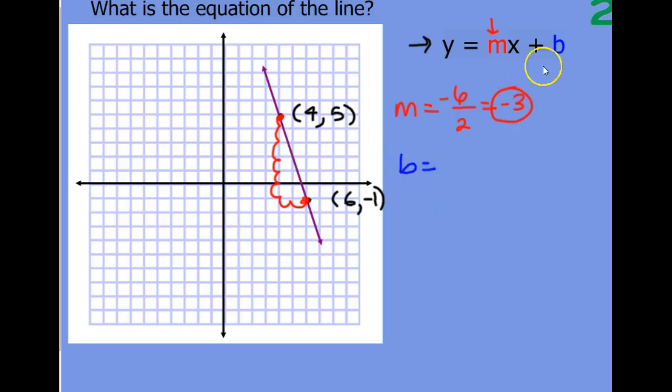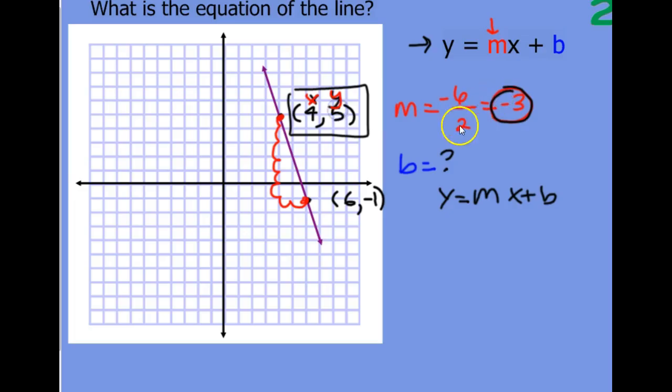And then we need to find b, our y-intercept. So right now, we have 2 points. We could use one point or the other point. It doesn't matter which one. I'm going to use this point as x and y, and I'm going to use my slope to write an equation so I can find my b. This is what we did earlier in this chapter when we plugged in x and y and our slope to find our b, our y-intercept.